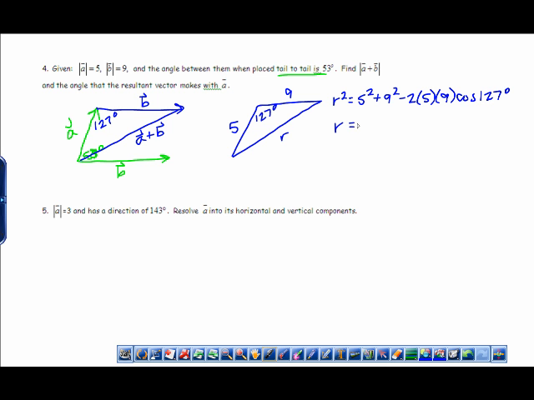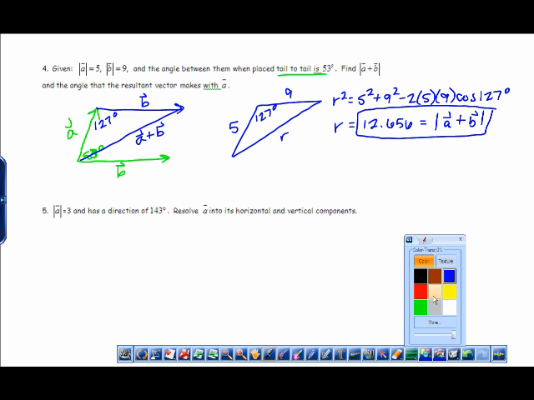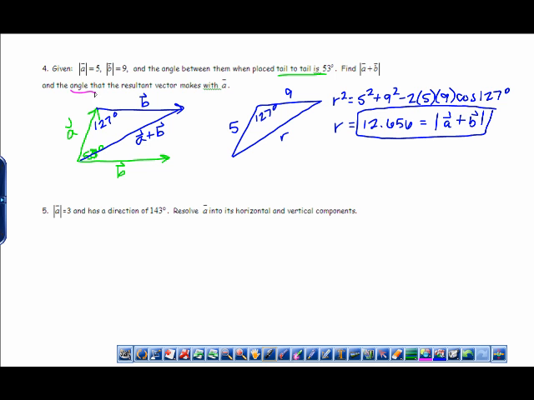Now, I'm not going to work all this out. You can do this on your calculator. You've already been practicing this, and this gives you 12.656, which is the magnitude of the resultant vector. All right, now they also ask you to find the angle. They're very specific about the angle. They want the angle the resultant vector makes with A. So they're asking for this angle right here, or in our triangle, they're asking for this angle.